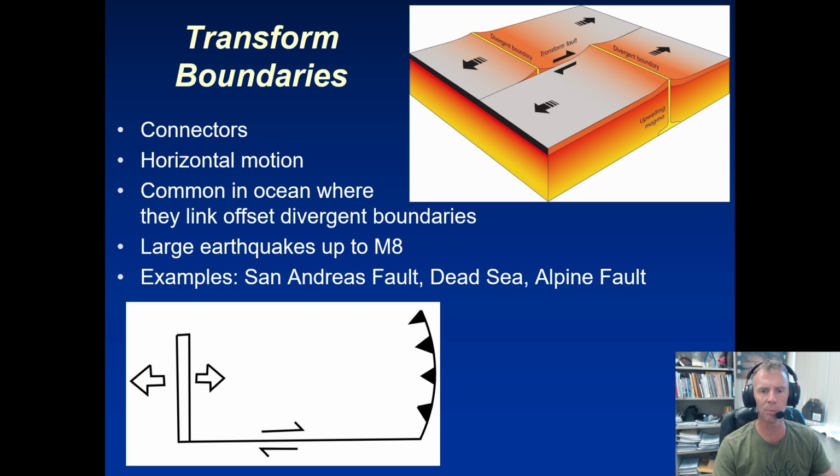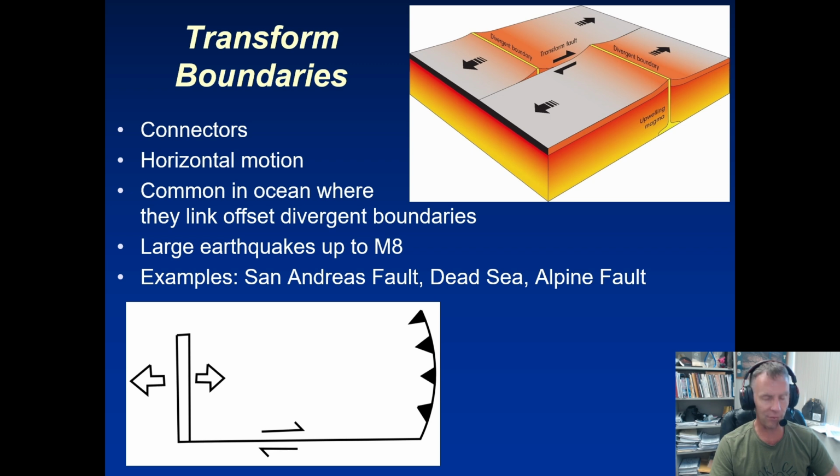So let's go ahead and jump in here with our first bit of information about the transform plate boundaries. So transform plate boundaries are interesting. The most fundamental plate boundaries are the divergent and the convergent plate boundaries, the ones that actually really control, as we've talked about before, plate motion. You can think of transform plate boundaries as basically being connectors. They connect either two divergent boundaries to each other, two convergent boundaries to each other, or one of each to each other. And so these are interesting plate boundaries.